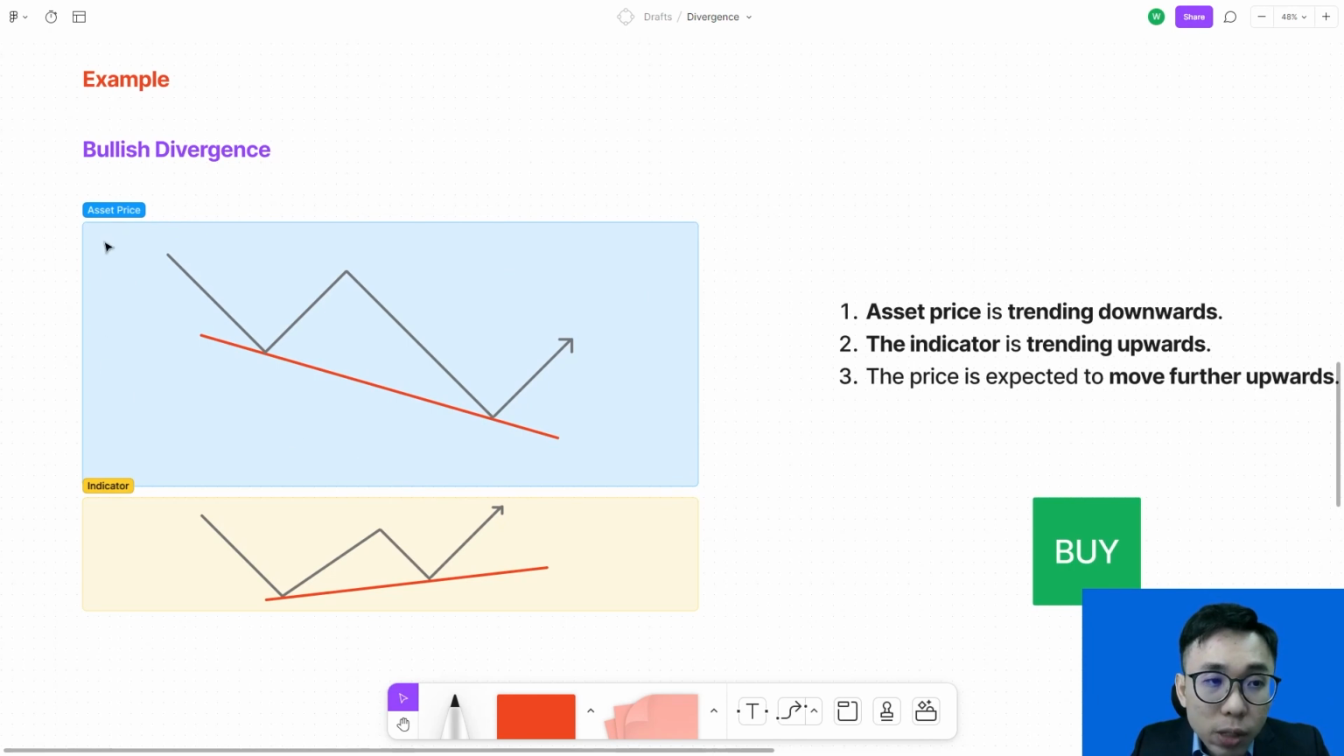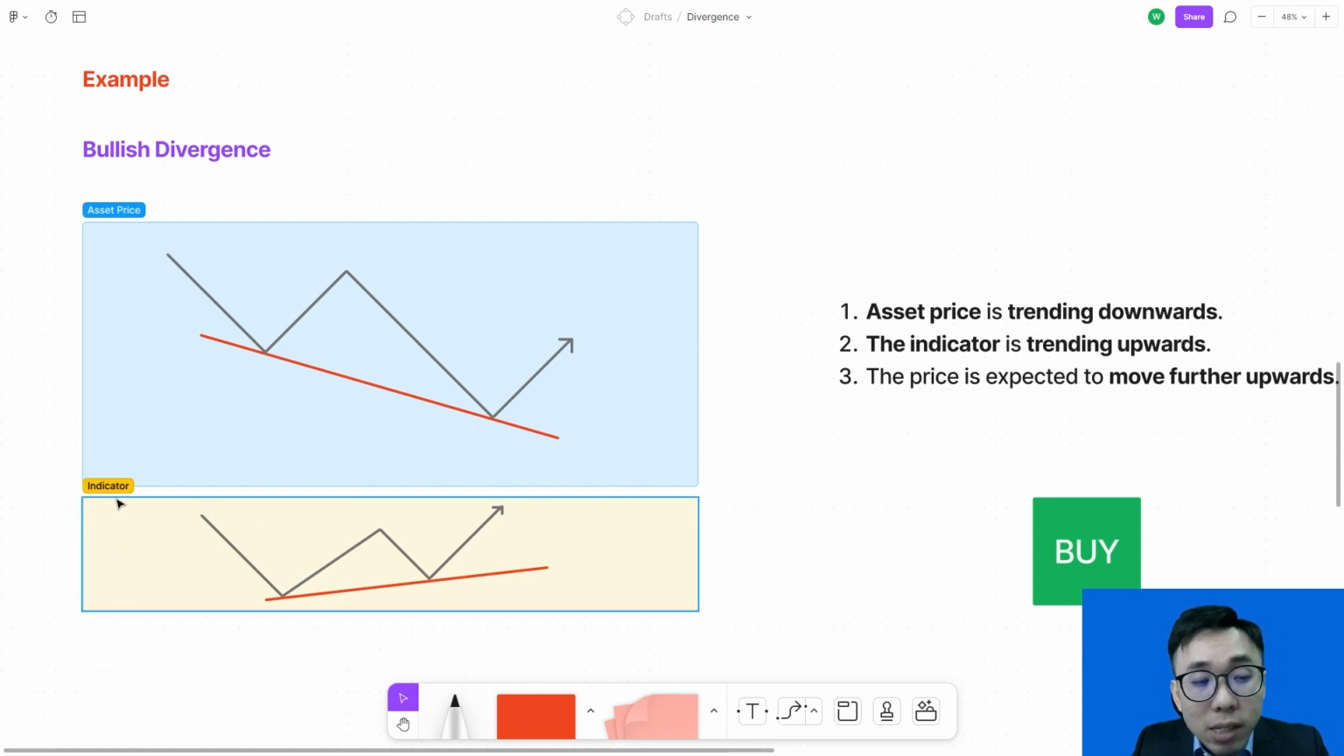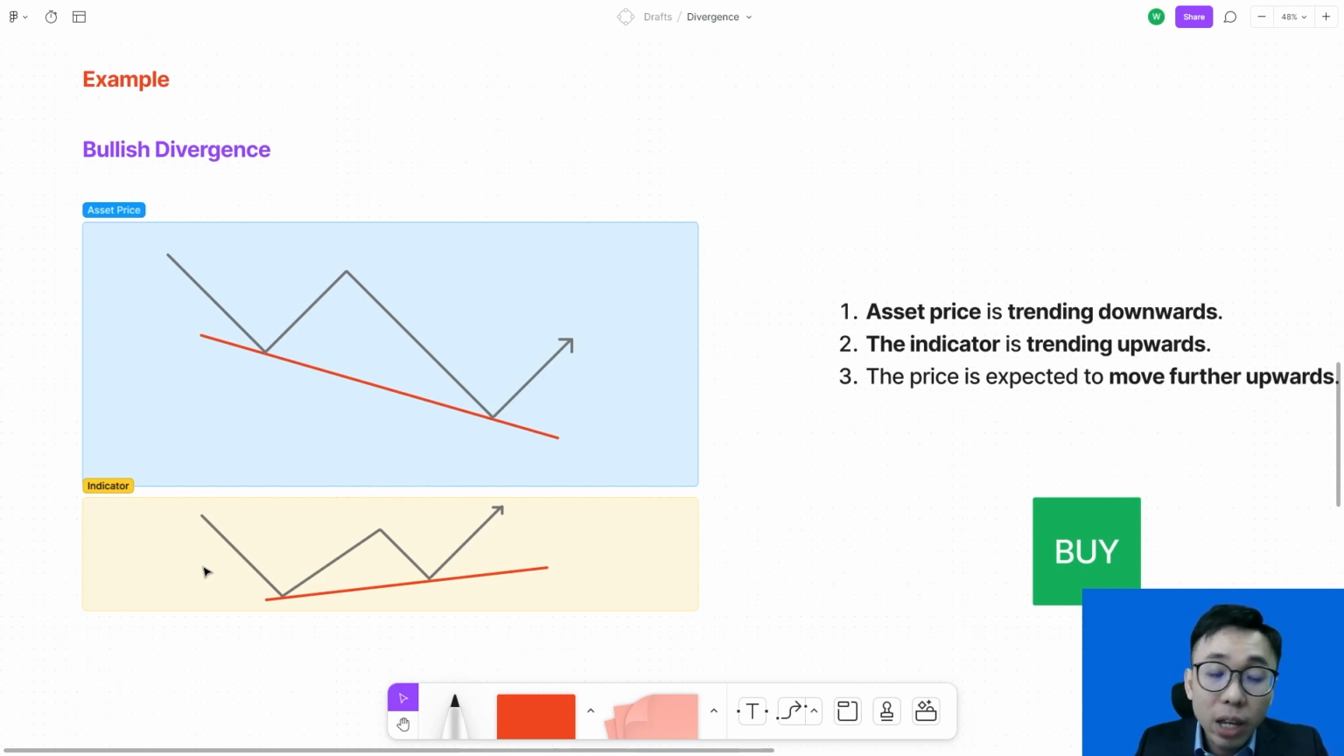This first box is actually the asset price, so we just call it the price of the instrument. And this yellow box here, we're just going to take as the window for the indicator itself, either RSI, stochastic, or MACD, or whatnot. Any indicator that can be used to identify a divergence.